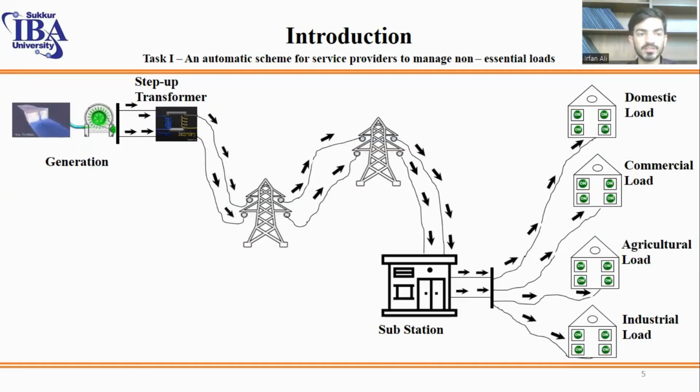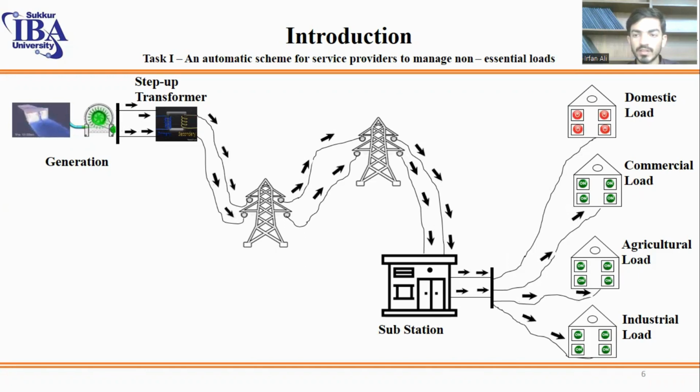This is the general power system in which electricity is generated far away from the residential areas. Electricity is generated and transmitted through towers to the substation. At the substation, electrical power is managed and distributed to the loads such as domestic load, commercial load, agricultural loads, and industrial loads. Now, actually, what happens when the load is shed from the substation?